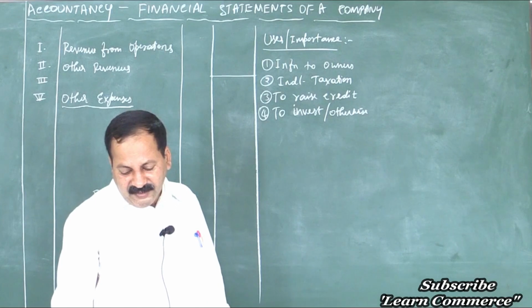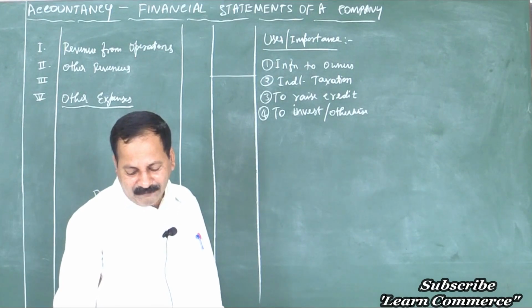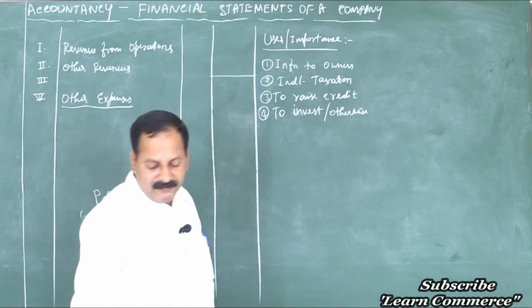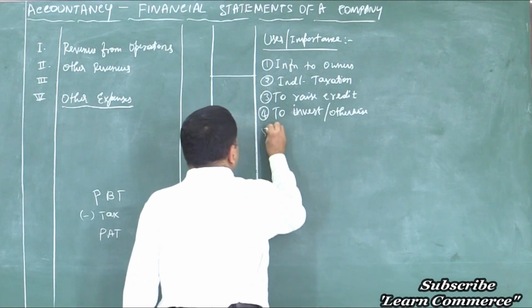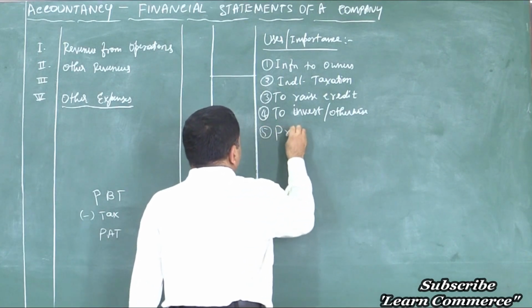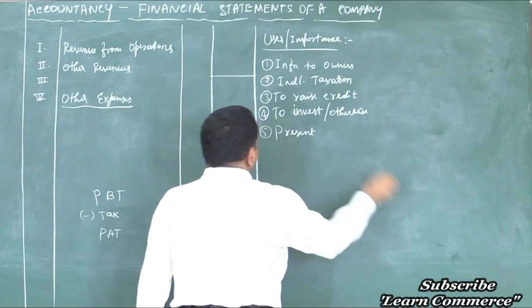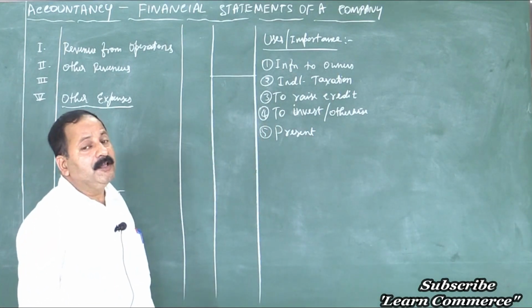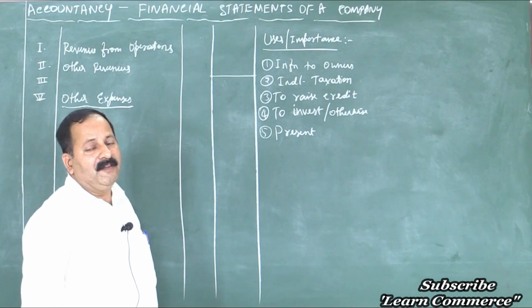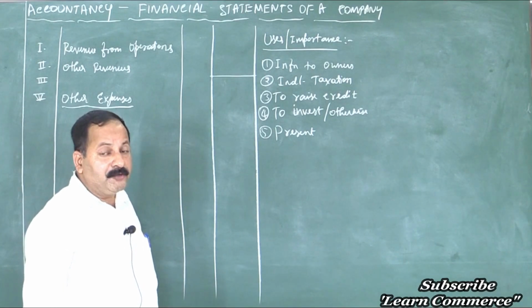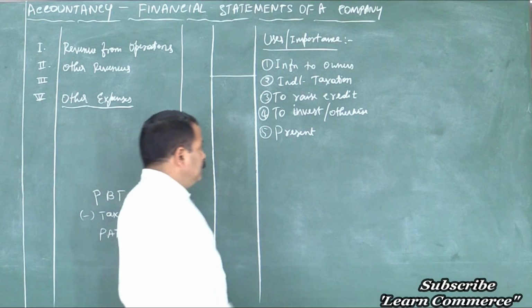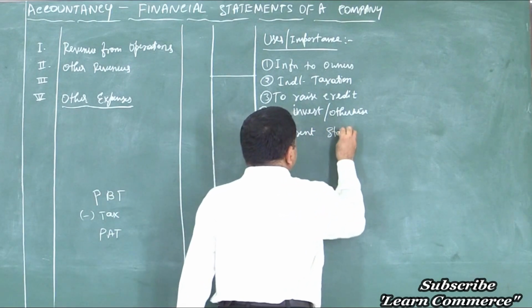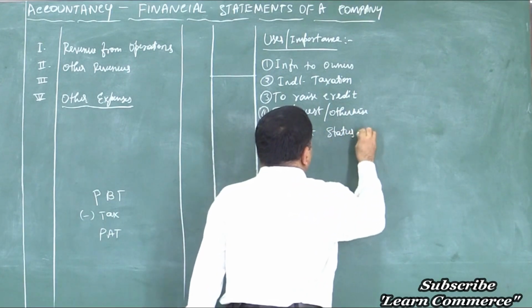The next one is that it informs about the present status of the organization. We can know the present status, whether the company is earning bumper profit, supernormal profit, or whether it earns the normal profit, or whether the company is struggling hard to survive in the market, isn't it? So the present status can be easily known by seeing the financial statements.